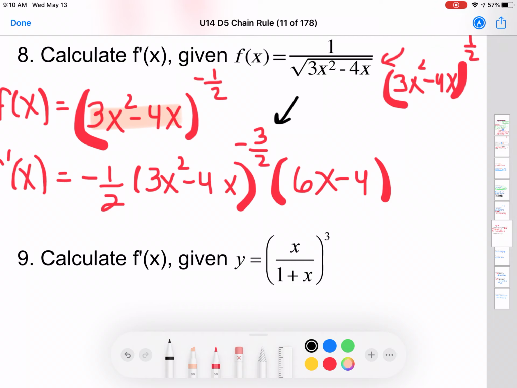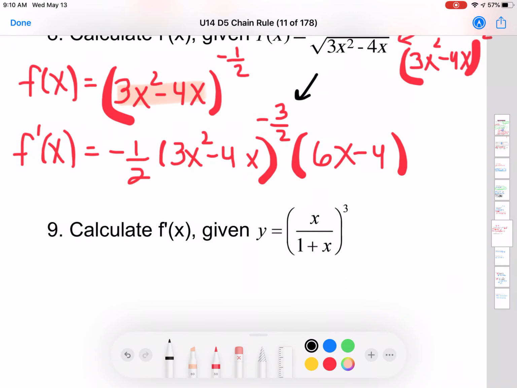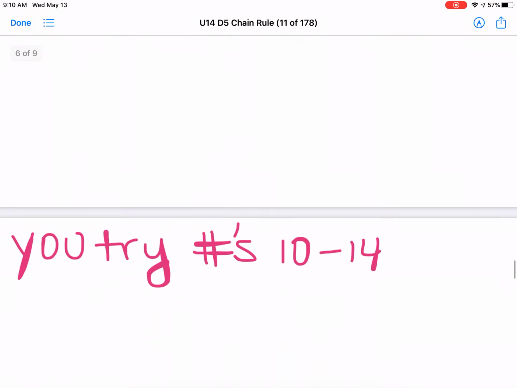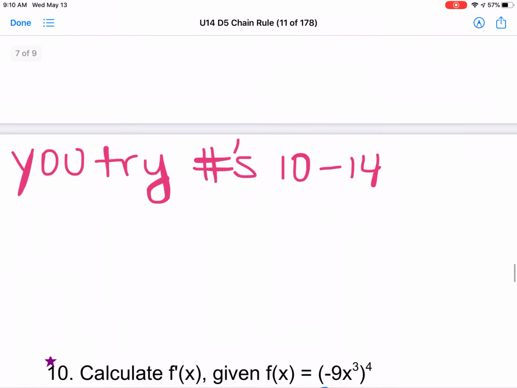Alrighty. Okay, I don't think I'm going to kill you with 9 because that's just crazy. We'd have to do quotient and chain and lose our minds. So, yeah, let's have you guys now try. So we'll skip that. Let's have you guys try now 10 to 14. Okay? So go ahead and pause. Go ahead and do 10 to 14 for me.